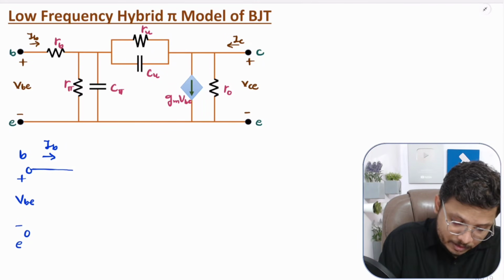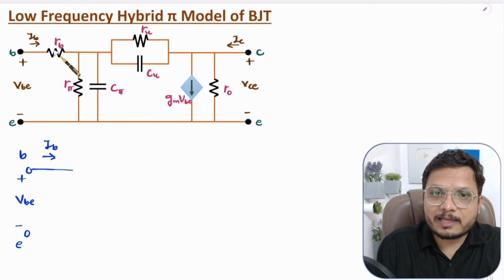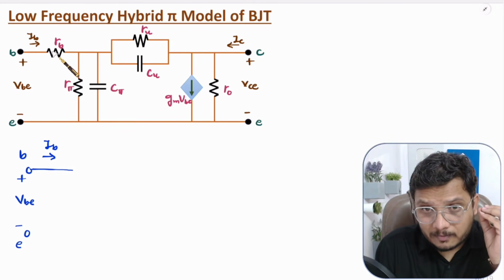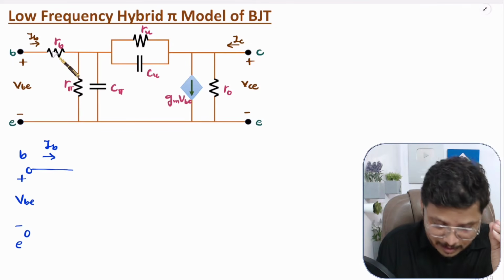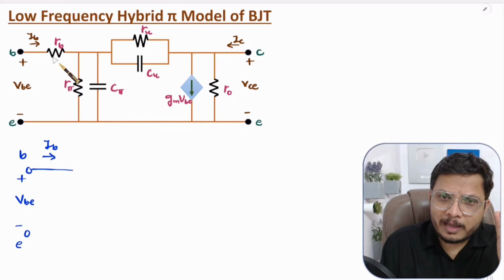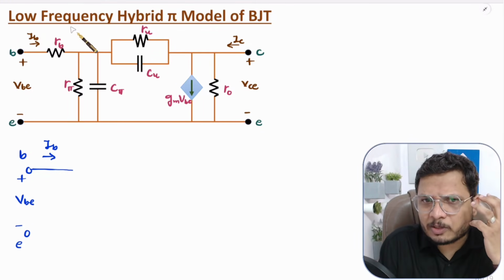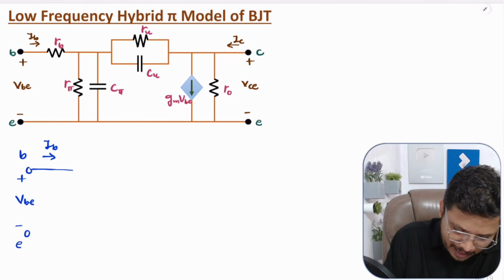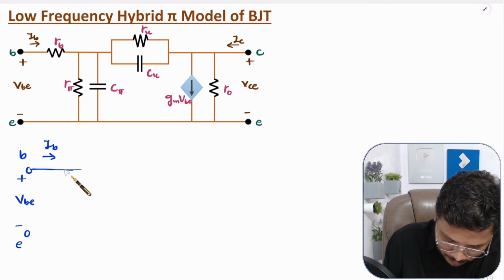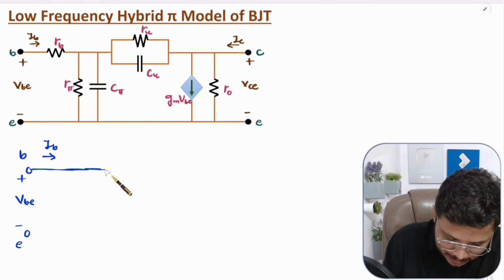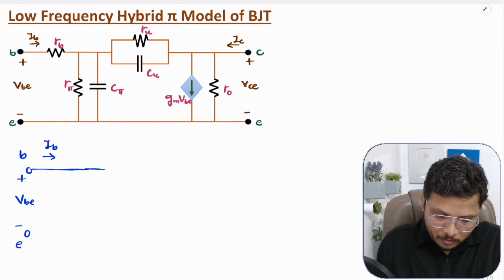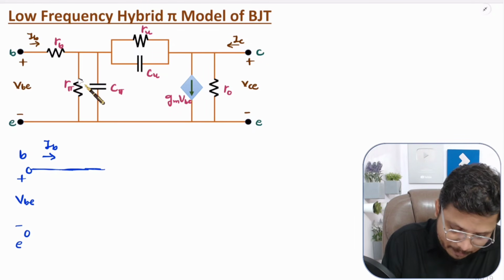Now see this RB resistance. RB is the contact resistance at the base. That value is very low. As it is very low, in low frequency one can short circuit it. So here I'm just short circuiting it, and I'm not going to consider that resistance.